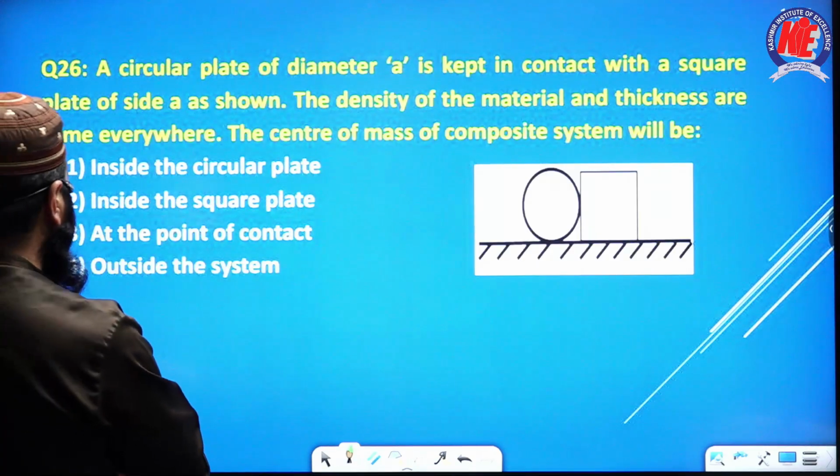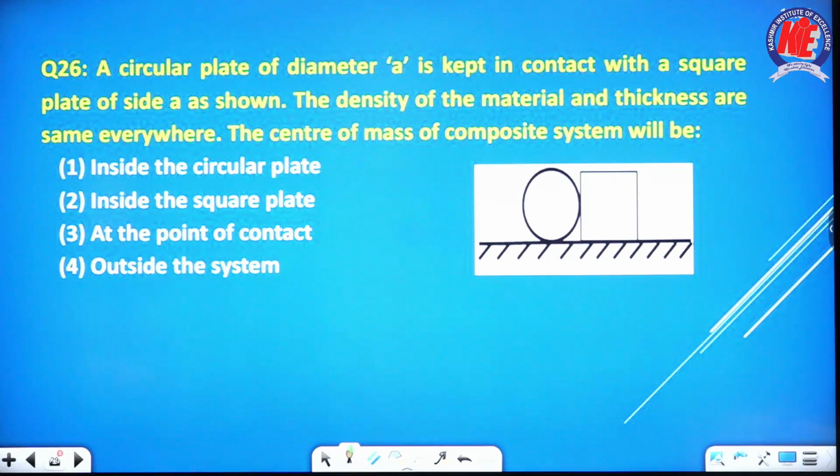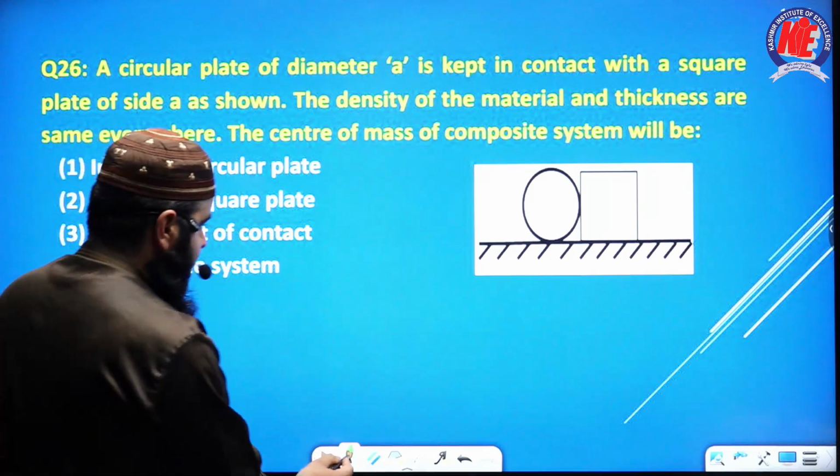Next one. A circular plate of diameter A is kept in contact with a square plate of side A as shown. The density of the material and thickness are same everywhere. The center of mass of composite system will be? Have a look my people.